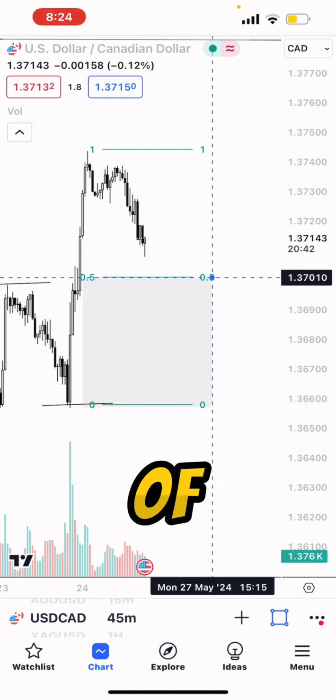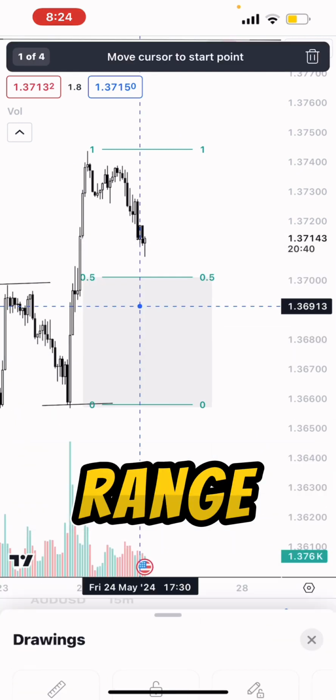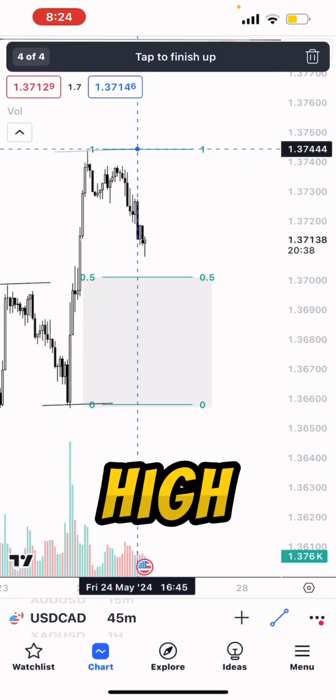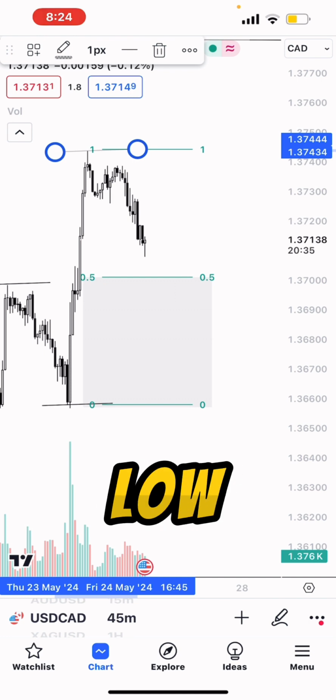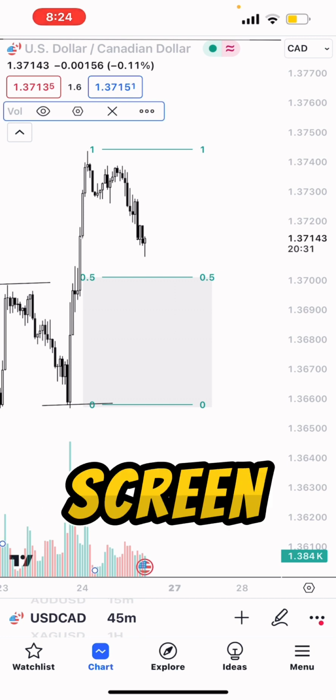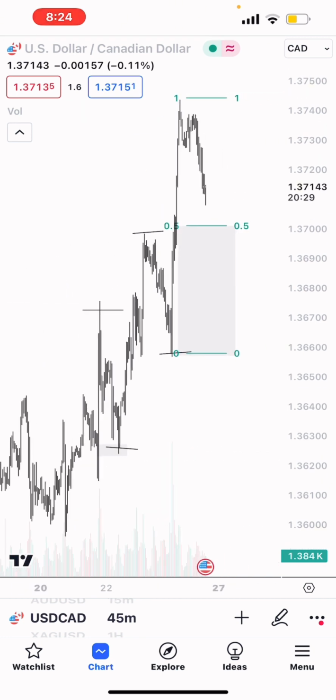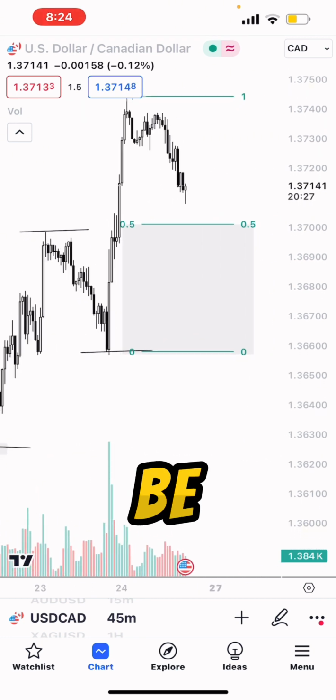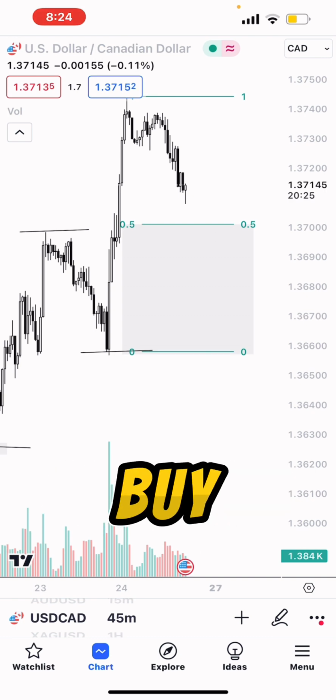The shaded side of the range would be here. The range itself would be this high and that low that we had here. The shaded part that you're looking at on the screen is the area that we want to be looking for buy trades.